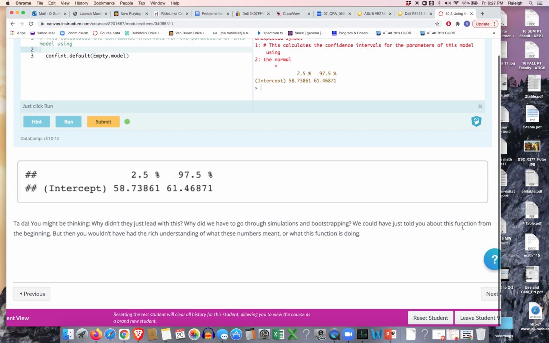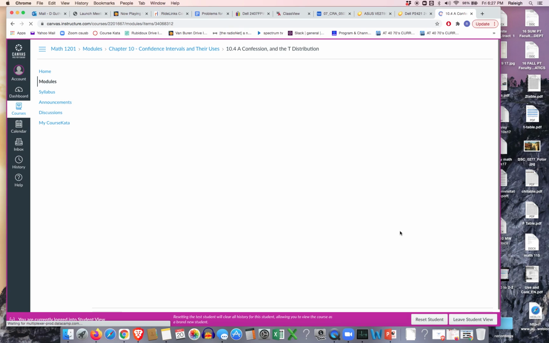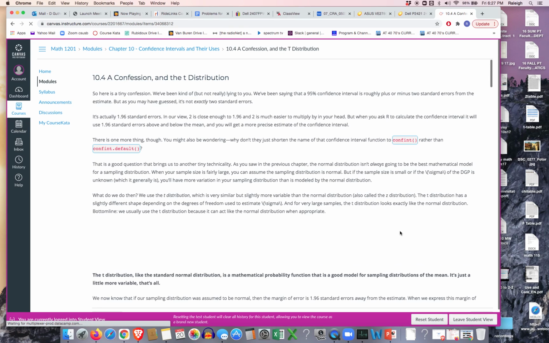Anyway, they could have just told you about this function like most of the other books do, but then you wouldn't have the rich understanding of what these numbers meant or what this function is doing. Okay, well, whatever. There we go. Let's move on and go to 10.4, a confession and the t-distribution.